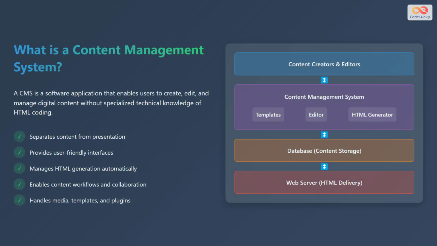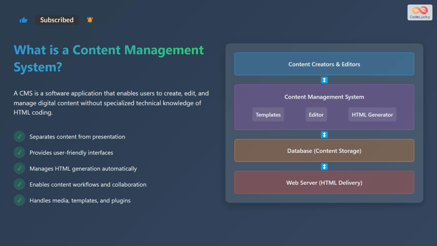Let's define what a content management system is. A content management system is a software application that enables users to create, edit, and manage digital content without specialized technical knowledge of HTML coding. A content management system separates content from presentation, provides user-friendly interfaces, manages HTML generation automatically, enables content workflows and collaboration, and handles media, templates, and plugins.